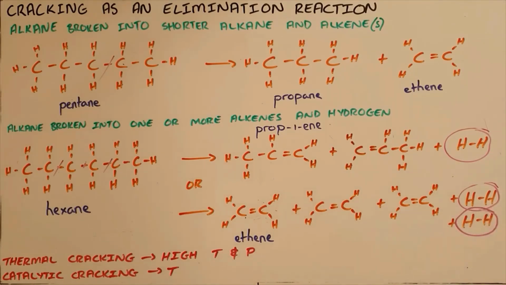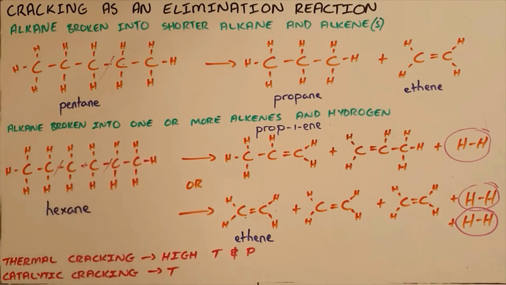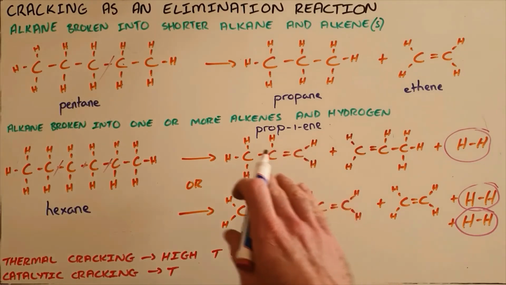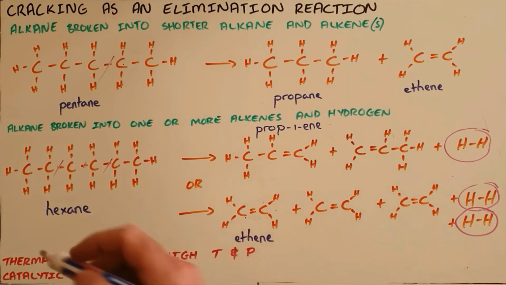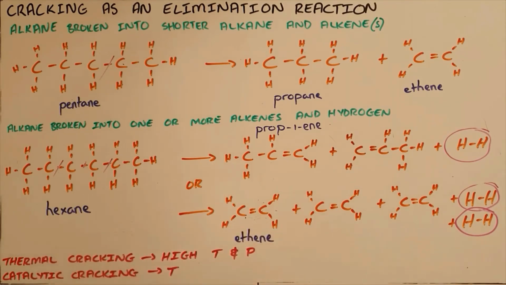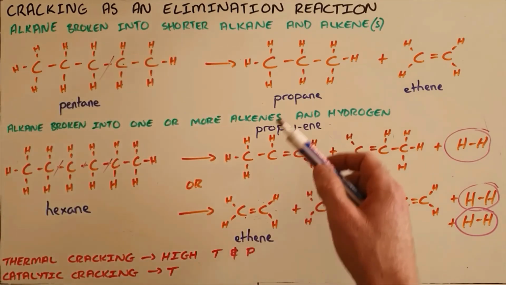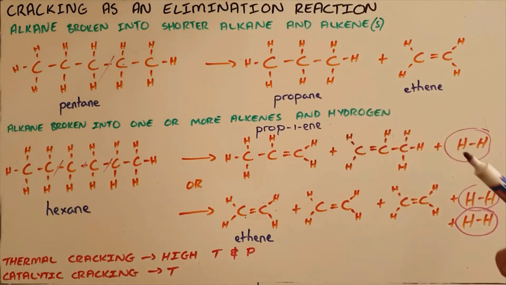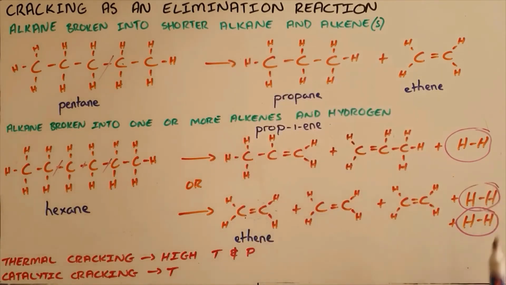It is not required for you to be able to determine where the break would happen. Normally what would happen is a question would say something like hexane is broken into prop-1-ene, and then you are asked to identify what the other products are. So it is not necessary for you to be able to determine where it is broken or in what form the cracking takes place. That will always be made clear to you. All that you need to know is that there are two ways in which a molecule can be cracked. That is either into an alkane and an alkene, or into alkenes and hydrogen.